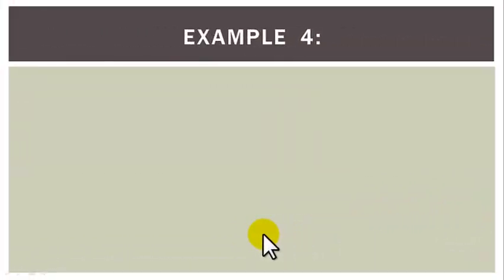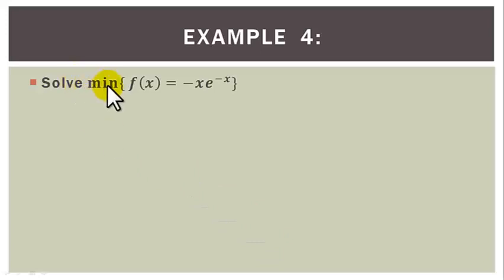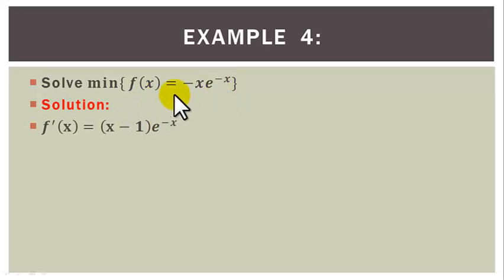Example 4. Solve the optimization problem. Minimize f of x equal to minus x times e to the power minus x. Solution. First, let us differentiate our function f of x to obtain f prime of x equal to (x minus 1) times e to the power minus x. Here we apply the product rule. We also find the second derivative, that is, differentiating this function: f prime prime of x is equal to (2 minus x) times e to the power minus x.